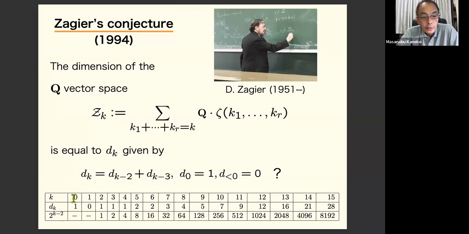For weight 0, we regard the empty index as weight 0. This is simple, and zeta of the empty index we put as 1. So this is just the rational numbers, and there's no weight 1 MZV because of this convergence condition. The last entry k_r should be bigger than 1.